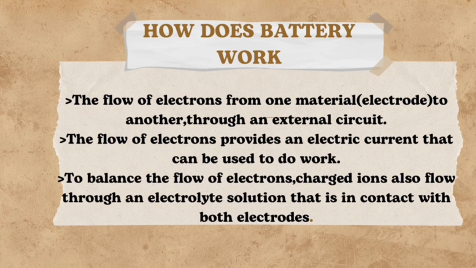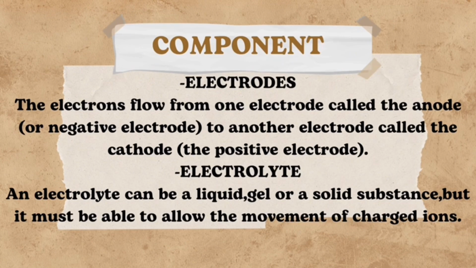First, electrons flow from one material electrode to another through an external circuit. Second, the flow of electrons provides an electric current that can be used to do work. Last, to balance the flow of electrons, charged ions also flow through an electrolyte solution that is in contact with both electrodes. The components are electrodes and electrolyte.